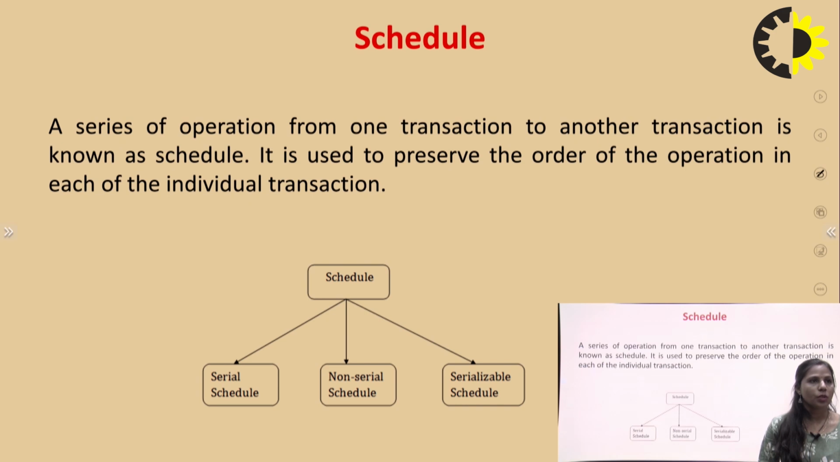A schedule is a series of operations from one transaction to another transaction. Over here, we were discussing transactions only. In a schedule, there are multiple transactions, and a series of operations from one transaction to another is involved. That is called a schedule. It is used to preserve the order of operations, that is, which operation will be performed when. Then there are three types of schedules: the serial schedule, the non-serial schedule, and the serializable schedule. We will discuss these in detail also.